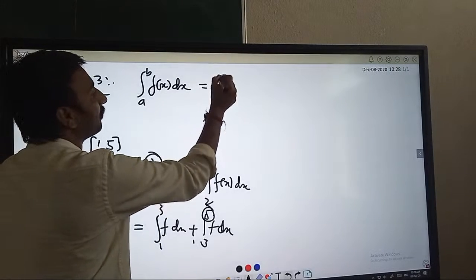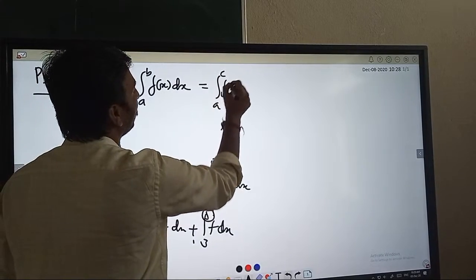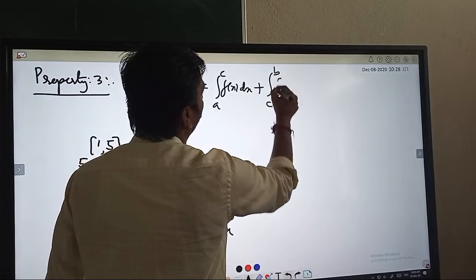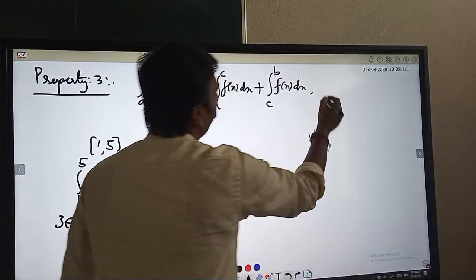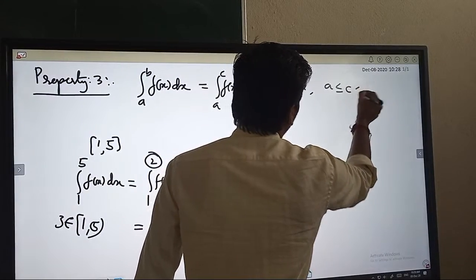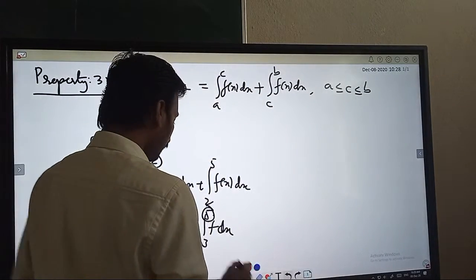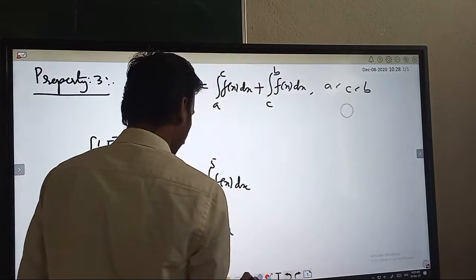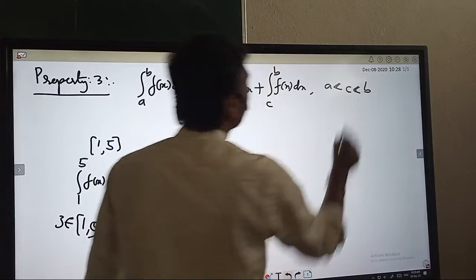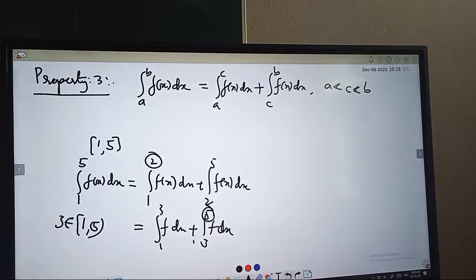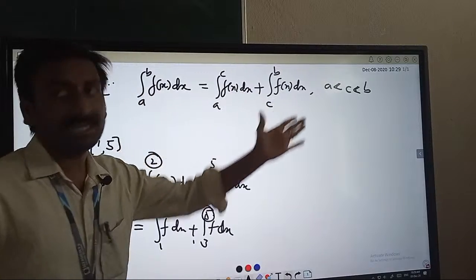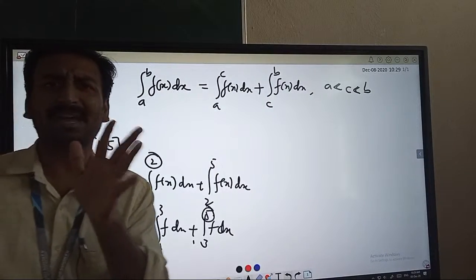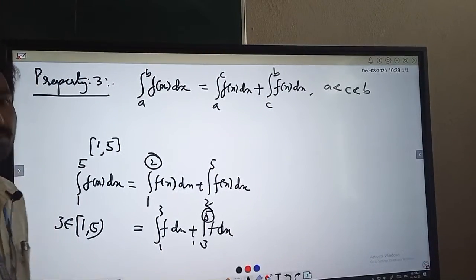This is the same general property, which tells us integral from a to c of f(x) dx plus integral from c to b of f(x) dx, where c is a value between a and b. Not necessarily only c. Any n number you can split. To prove the property, one number I have taken here. Okay, this is very important.